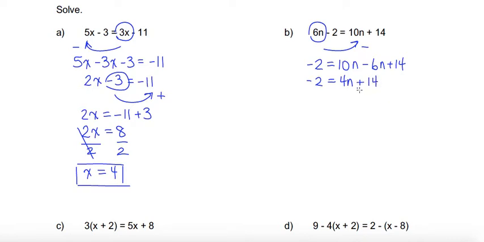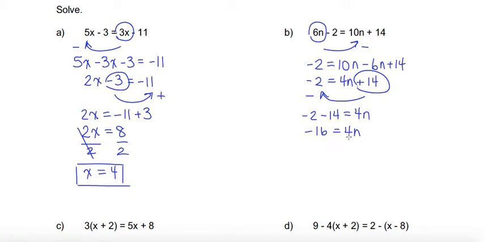So now I'm going to move the constant term. Right now it's being added to the right-hand side. So when I bring it to the left-hand side, I'm going to subtract. So I have negative 2 take away 14 is equal to 4n. Negative 2 subtract 14 is negative 16, and that's equal to 4n.